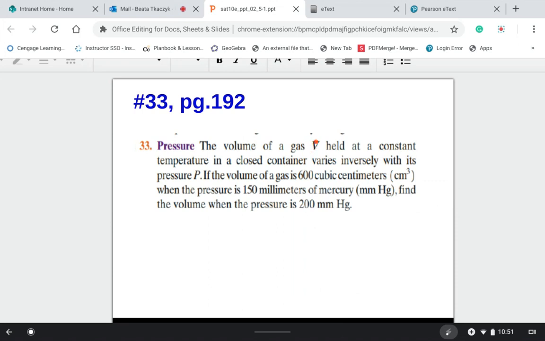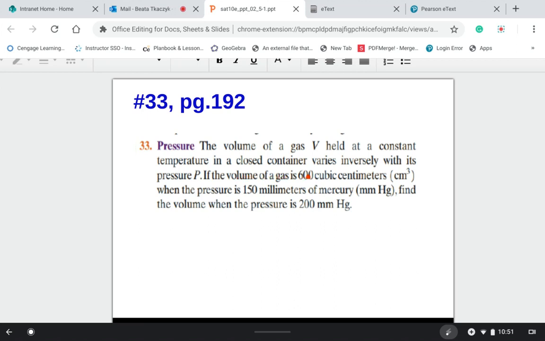So this is our first variable. Held at a constant temperature in a closed container, varies inversely. So we already know that we're going to have V equals K divided by something, because we have inverse variation, with its pressure P. So we have two variables, V and P, volume and pressure, and they vary inversely. Knowing that, I already have the formula: V equals constant divided by P. So we will have to find the constant by reading the second sentence.